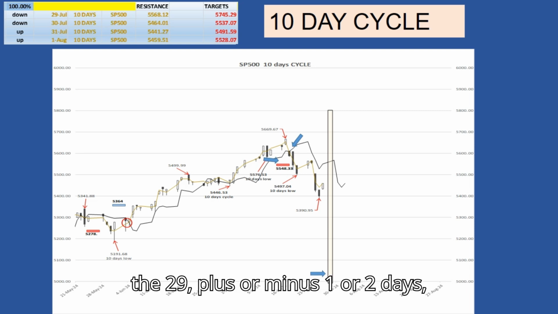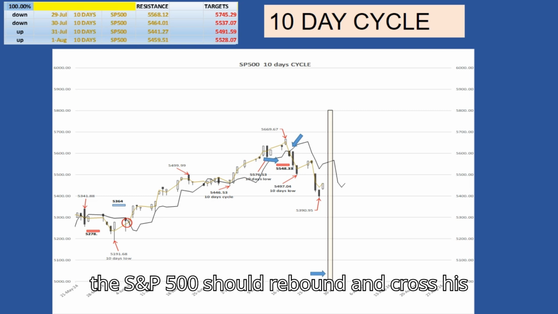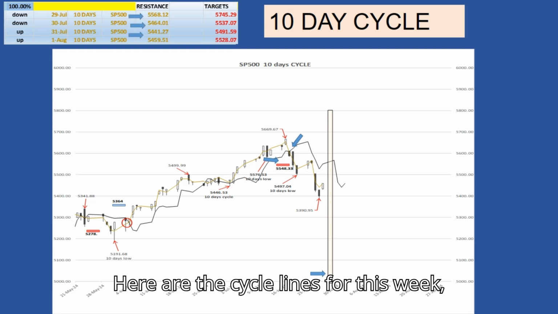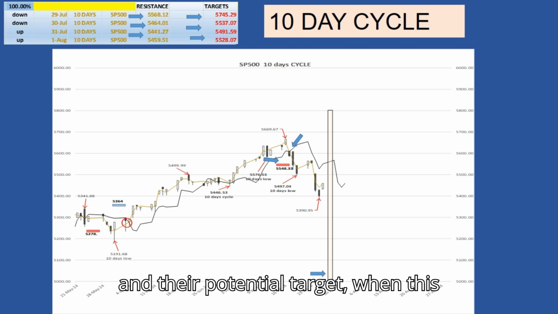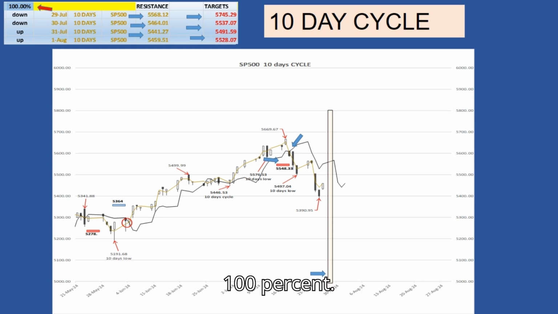After the 29th, plus or minus 1 or 2 days, the S&P 500 should rebound and cross its cycle line, providing an upside target. Here are the cycle lines for this week and their potential targets when this will happen. The success rate is 100%.